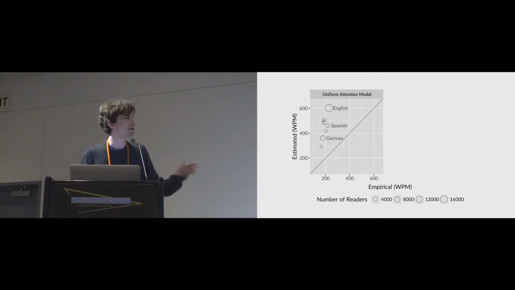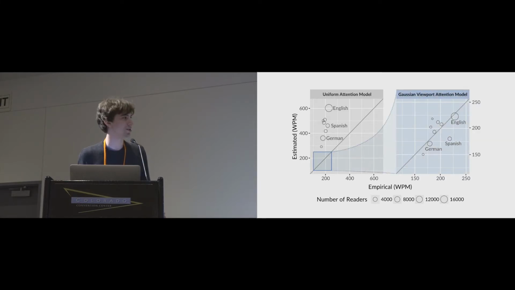Let's see if we can fix this with what we've done with attention and our Gaussian viewport attention model. How well does the Gaussian viewport attention model understand attention in a way that we can calculate reading rate? So if we zoom in on this part here so we can see the errors a little bit better, you can see that the Gaussian viewport attention model is much more accurate. It's much more accurate across all languages. English especially, now we know it's about 220 words per minute empirically. In this case, it's measured at almost exactly 220 words per minute.